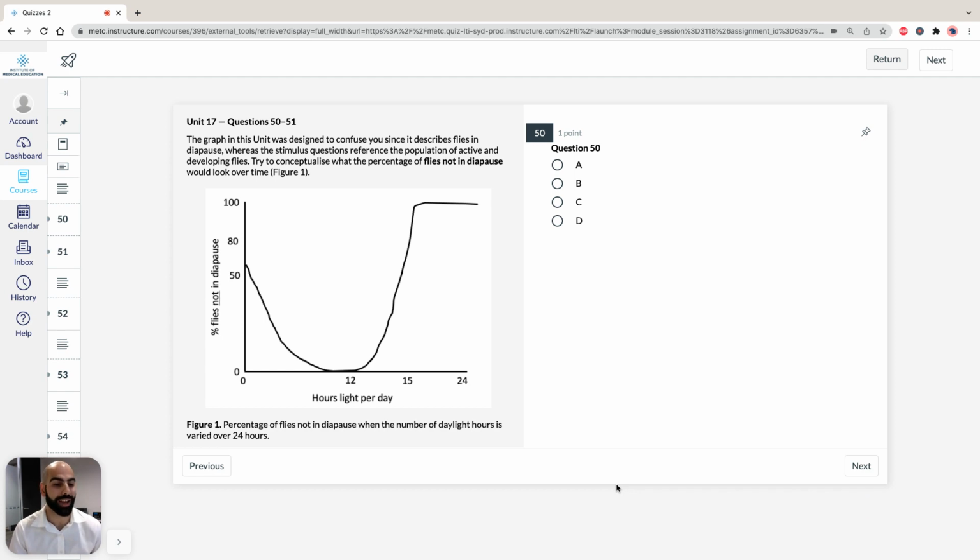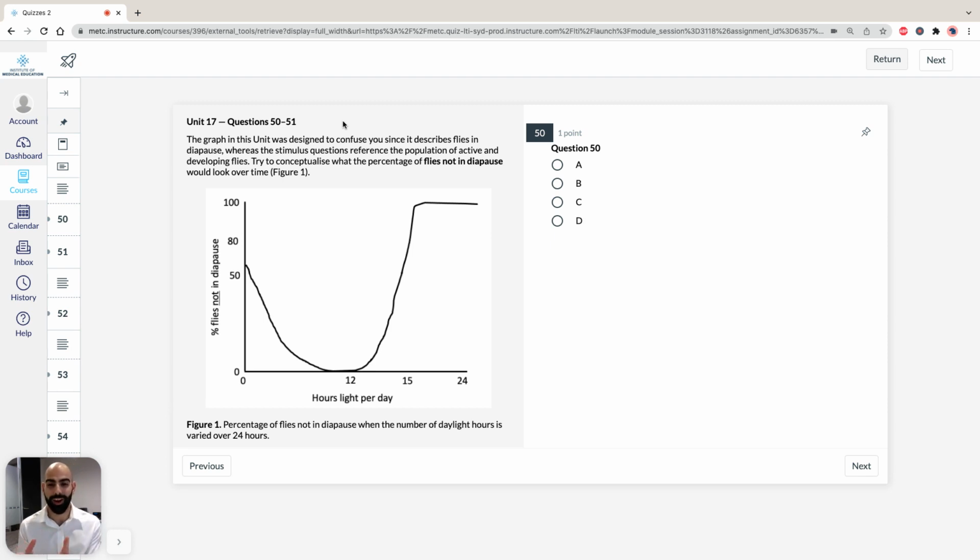Today we're going to take a look at solutions to Section 3 of ACER's GAMSAT Pink Booklet, Practice Test 3, specifically Unit 17, Questions 50 to 51. In this unit, we've been shown a figure that shows the percentage of flies that are in diapause. Diapause is a stage where flies don't grow and develop, and it's the flies in diapause when the number of hours of artificial daylight in each 24-hour day is varied. So we have to try to understand what the figure is showing.